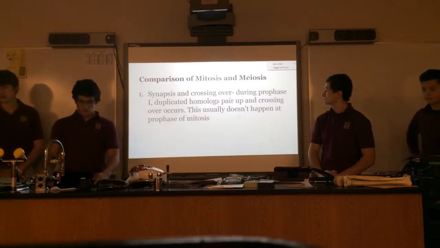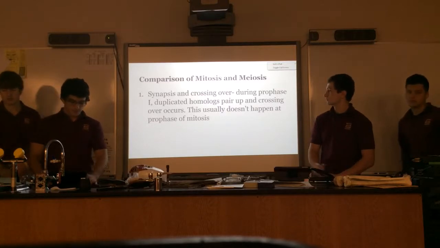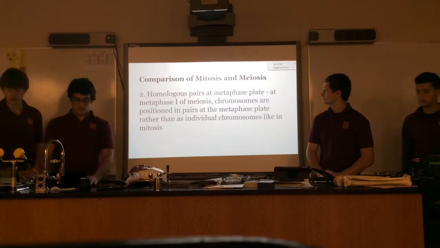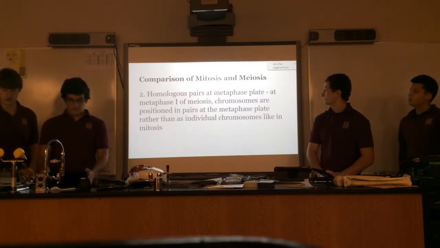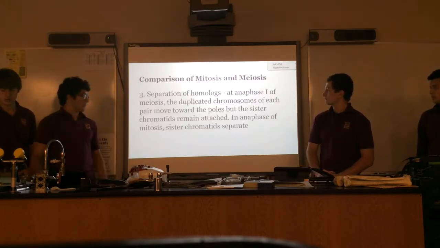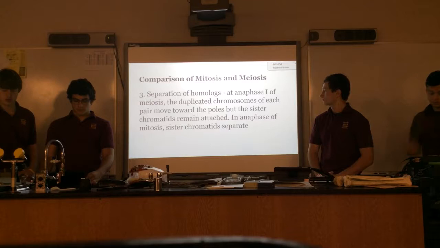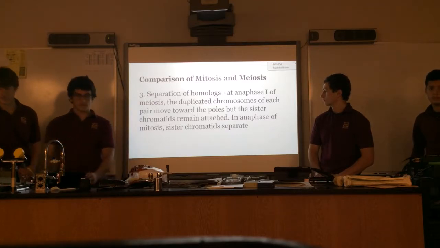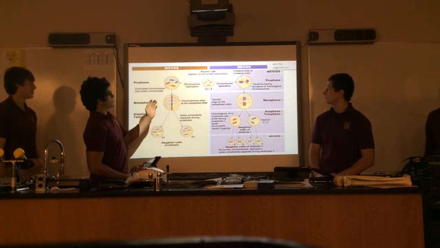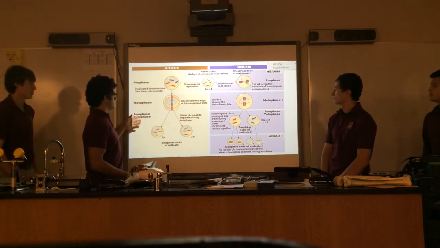During prophase 1, duplicated homologs pair up when crossing over occurs, and this usually doesn't happen in prophase of mitosis. In metaphase 1 of meiosis, chromosomes are positioned as pairs at the metaphase plate rather than individual chromosomes like in mitosis. In anaphase 1 of meiosis, the duplicated chromosomes of each pair move towards the poles, but the sister chromatids remain attached. In anaphase of mitosis, the sister chromatids separate. So you can see in this chart the comparison of mitosis and meiosis, and the differences at each phase.